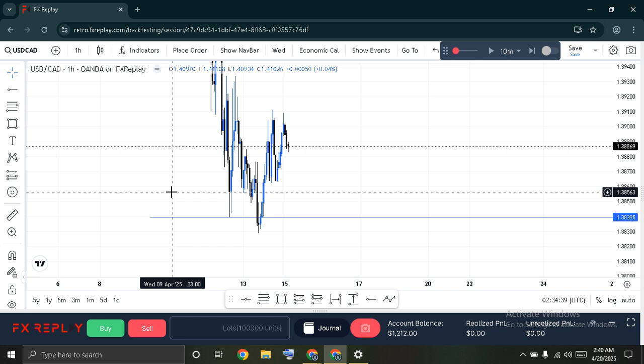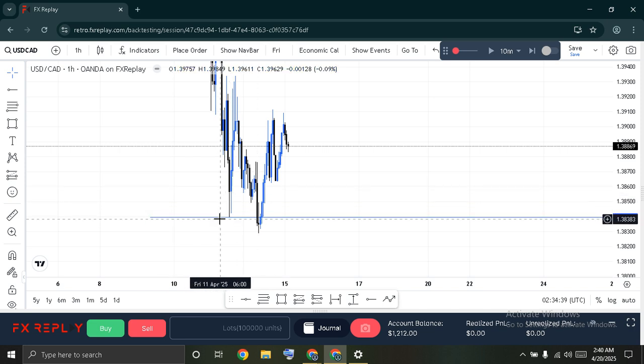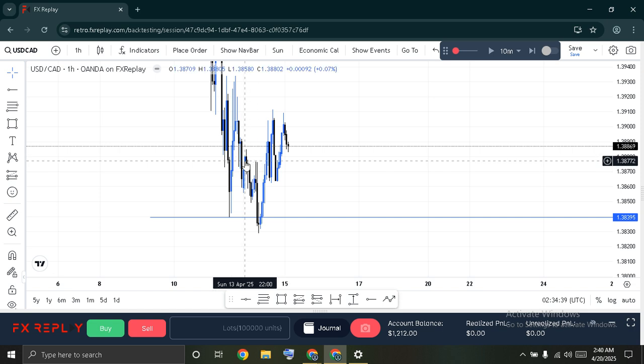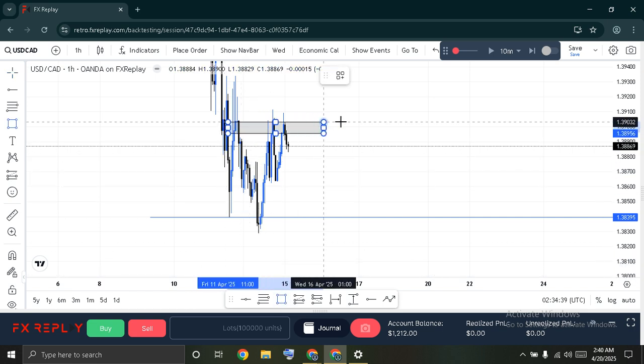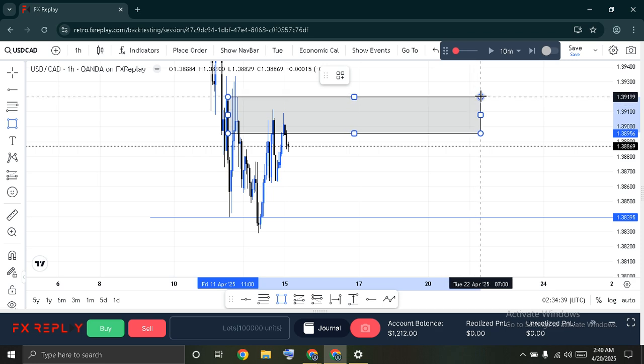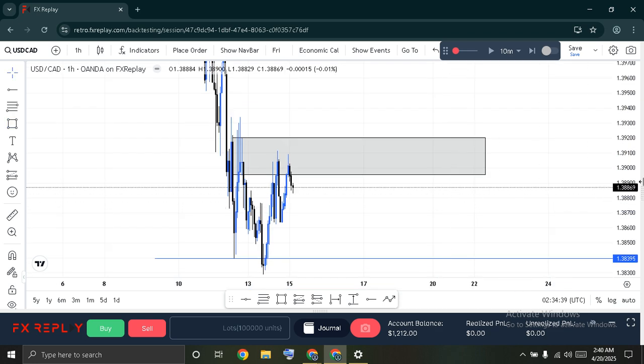Like I said, I trade off the concept of demand and supply. So I have this particular low, and this is the high that created this low. Price came here, obliterated this high, and there's this demand zone here. And I'll show you something, the main reason why I'm also checking out soon.